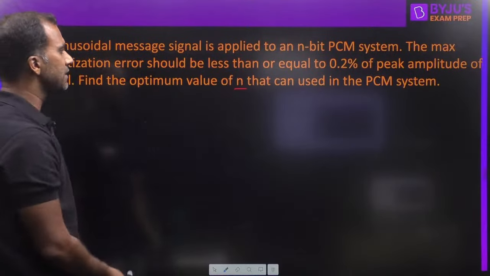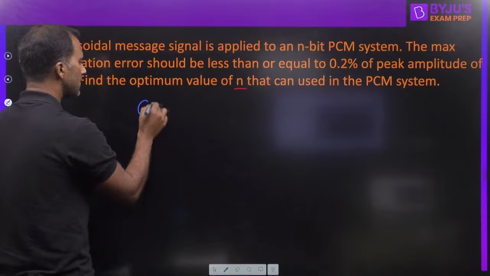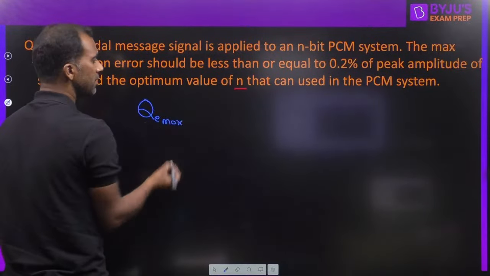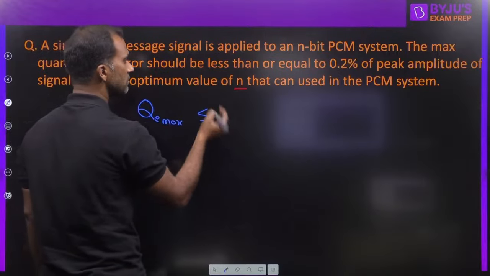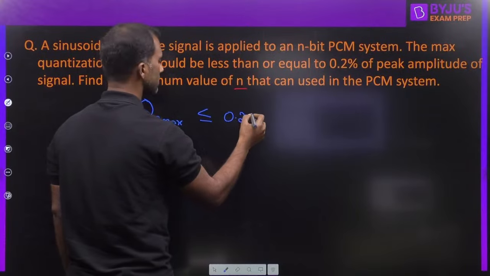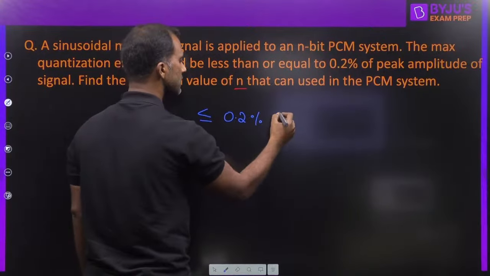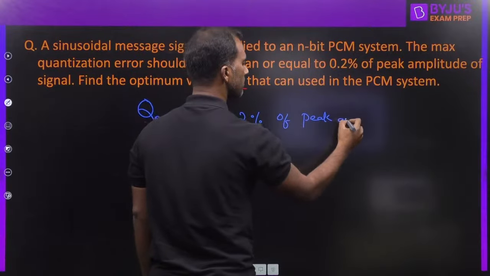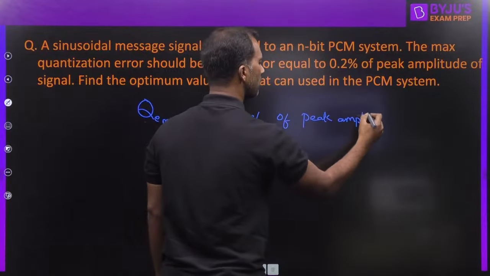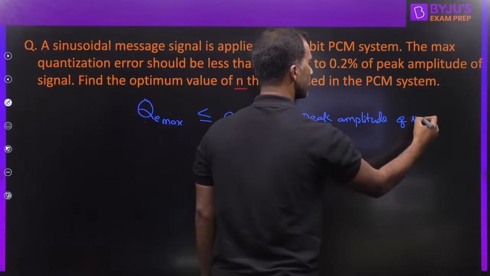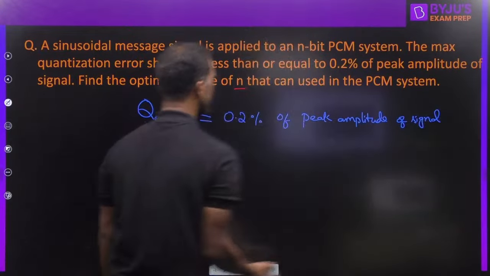Right, there is a condition given. The maximum quantization error should be less than or equal to 0.2% of the peak amplitude of the signal.